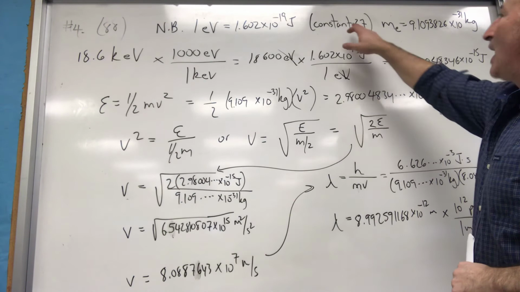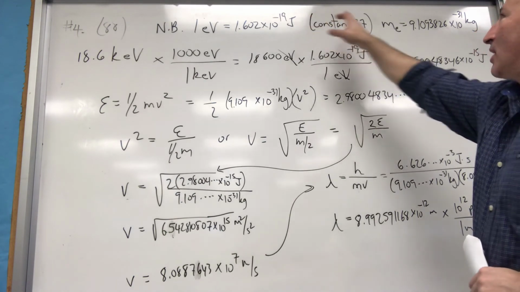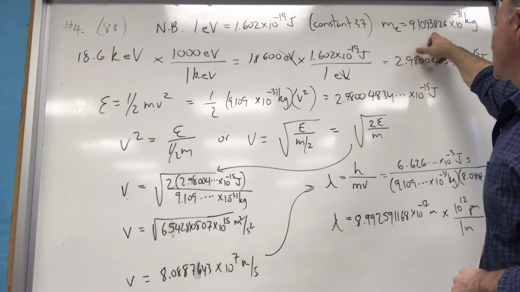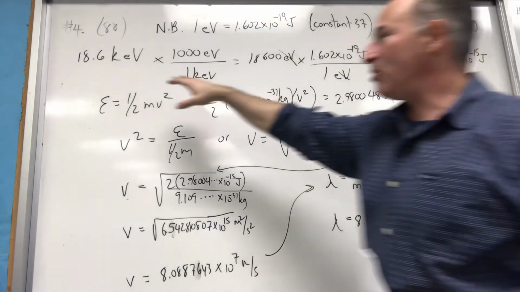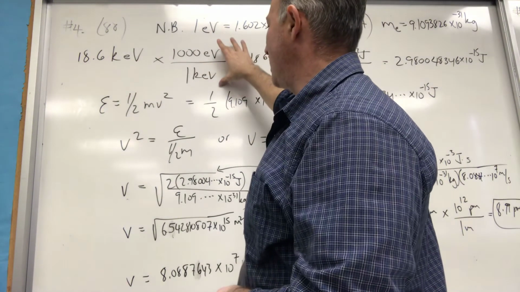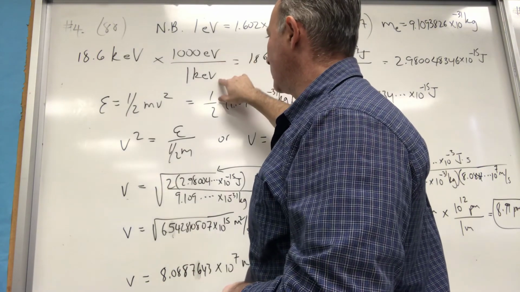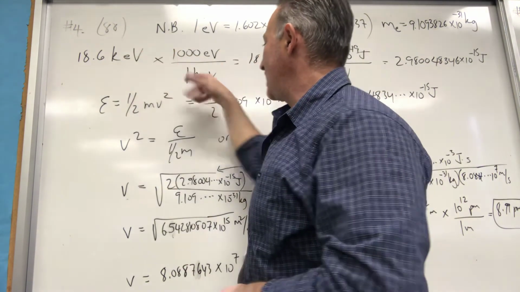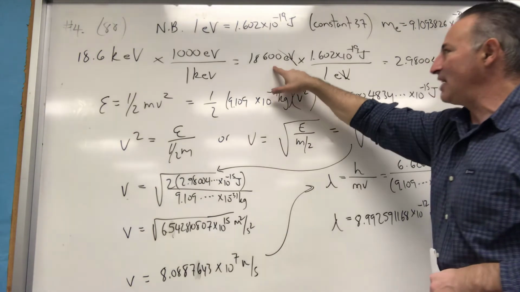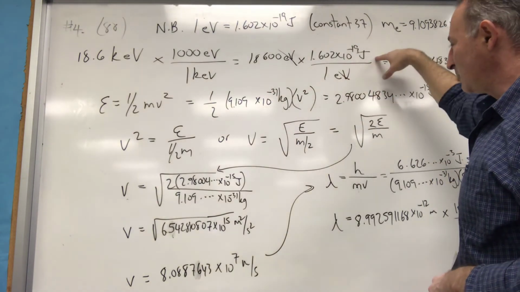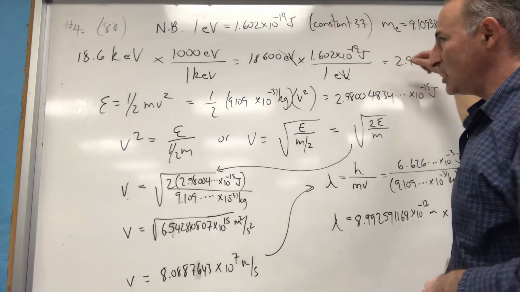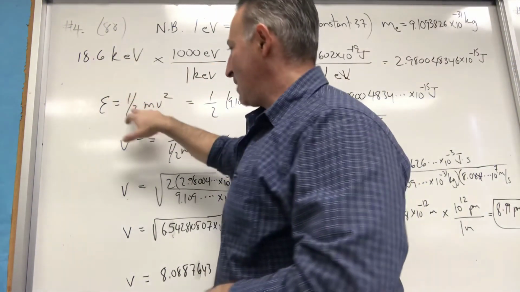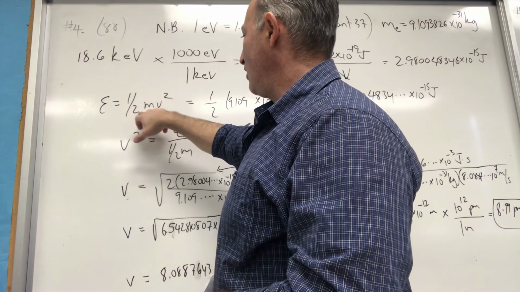So it happens to be constant 37 in my calculator. And then I also looked up the mass of an electron, which is also embedded in the memory of my calculator. So 18.6 kilo electron volts multiplied by 1,000 electron volts per 1 kilo electron volt allows us to cancel kilo electron volts. You get 18,600 electron volts multiplied by the conversion factor into joules. There's the number of joules for this amount of energy. Then we plug it into the kinetic energy equation.